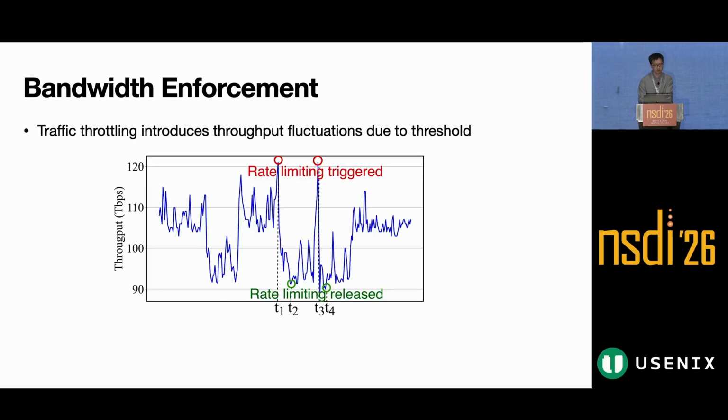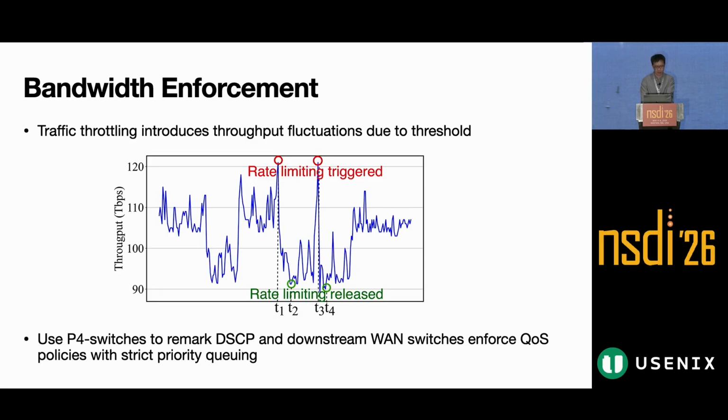This figure shows this phenomenon in our production network. Rate limiting was triggered at time T1 when link utilization reached 80% of the capacity. It remains active until T2 when the throughput fell below 65%. A similar cycle occurs from T3 to T4. To address these limitations, Net-P4ct replaces rate limiting with DSCP remarking performed by P4 switches. Downstream WAN switches enforce QoS policies based on DSCP values using strict priority queuing.